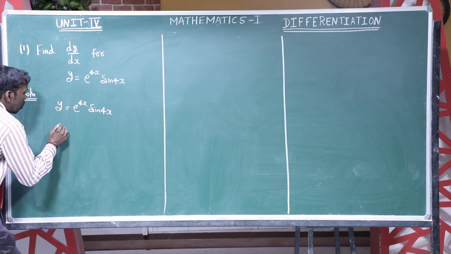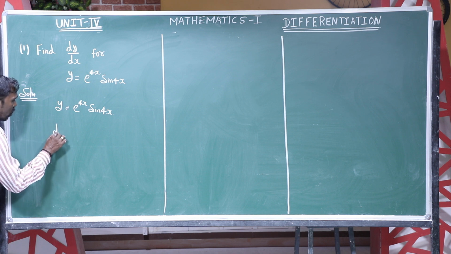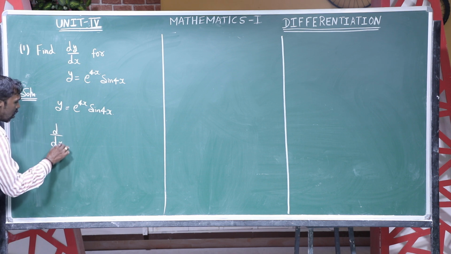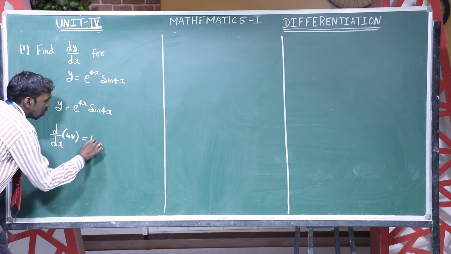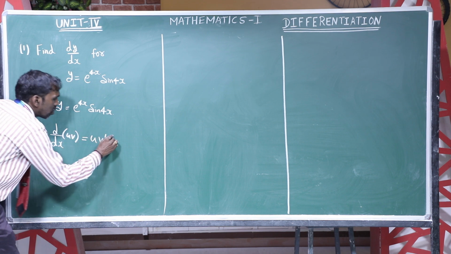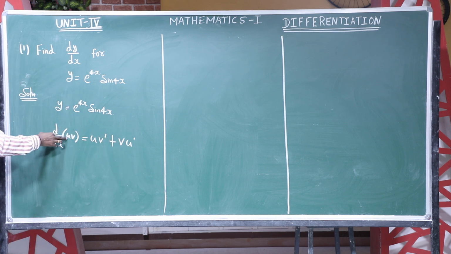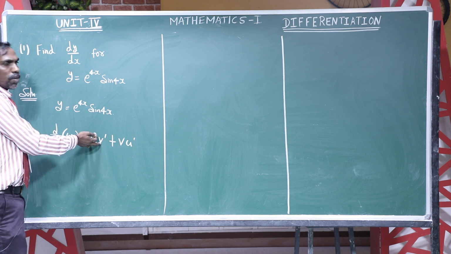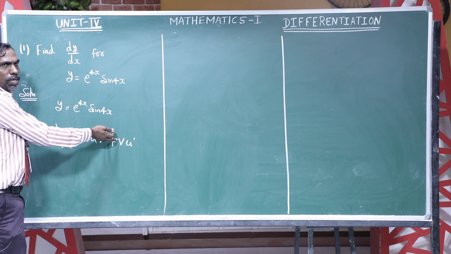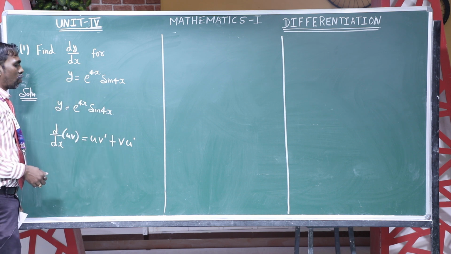Let me write down the formula for the uv rule. d by dx of uv is u v dash plus v u dash. If you take f of x and g of x, then it is f of x into g dash of x plus g of x into f dash of x. You have two different functions, so take the product rule.